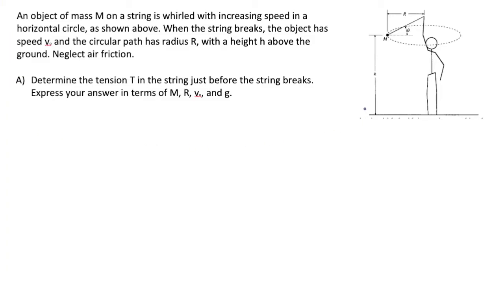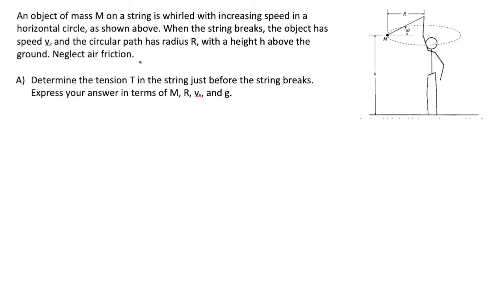Here's a problem where you'll have to pull off a clever math trick in order to answer a question the way they posed it. An object of mass m on a string is whirled with increasing speed in a horizontal circle as shown above. When the string breaks, the object has speed v0, and the circular path has radius r with a height h above the ground.